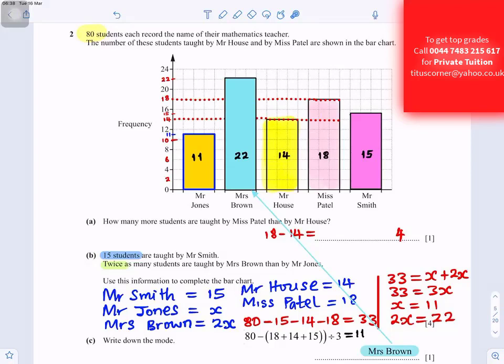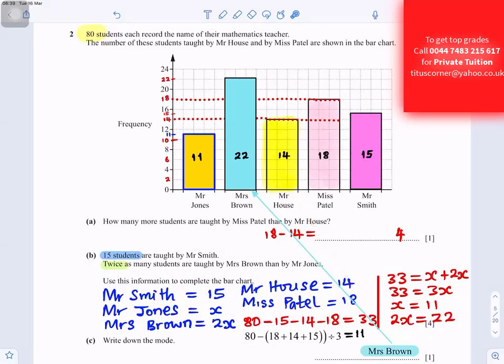So we can call Mr. Jones X and Mrs. Brown 2X, because it says twice as many for Mrs. Brown. So if Mr. Jones is X, Mrs. Brown is 2X. But we know Mr. Smith is 15. That's given in the question. Mr. Smith is 15. Mr. House is 14.